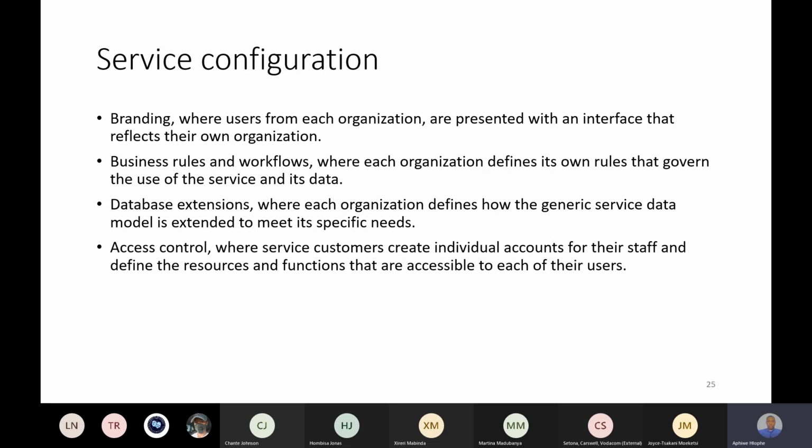Now you have to face a situation where you have to migrate data from the old structure into this particular service provider structure. And also access control, where service customers create individual accounts for their staff and define the resources and functions that are accessible to each of their users. Okay, this is also an important thing. You want access control. You want different roles implemented for different users in the organization.